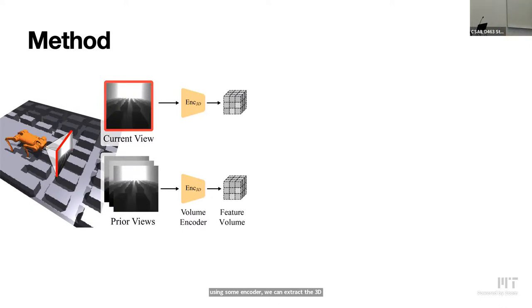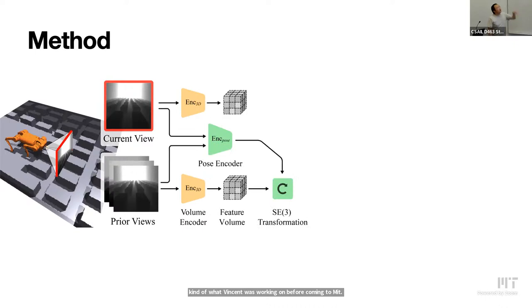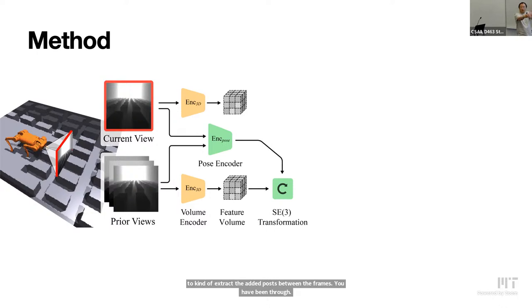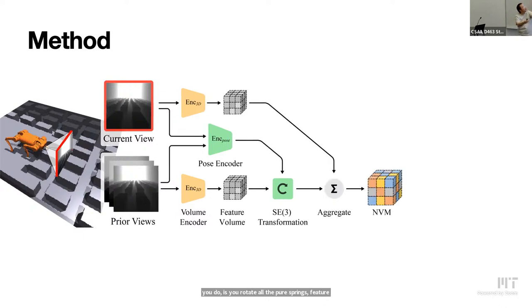Like this is a deep voxel feature. It's kind of what Vincent was working on before coming to MIT. There's some work on this voxel feature space. So you extract the voxel feature, and you also train a network to extract the relative pose between the frames. You have the current frame and all the previous frames. You estimate the relative pose between the current frame and the previous frame. Then you rotate all the previous frames' features into the current frame space, so you rotate everyone into the same space, align them together, and then sum them together.